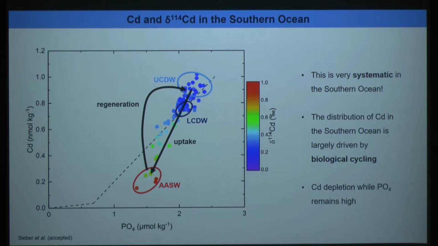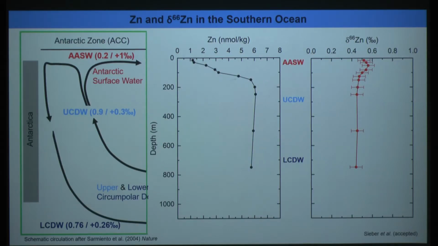So this is actually pretty systematic throughout the Southern Ocean, both for concentration relative to phosphate and the isotopes. So that's why cadmium is a good example to start with. I'm going to jump over to zinc now and see what happens there. Again, same area, this iron limited Antarctic zone, where you have the upwelling deep waters.